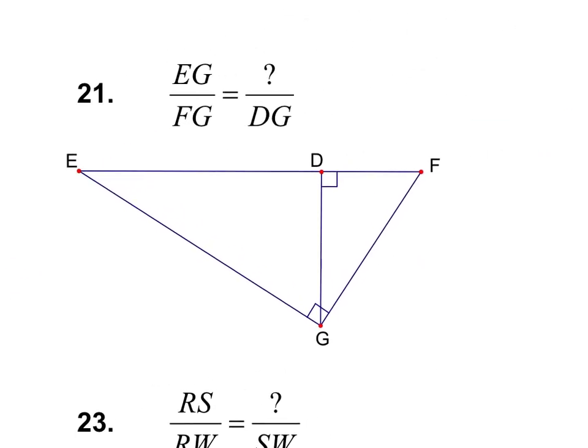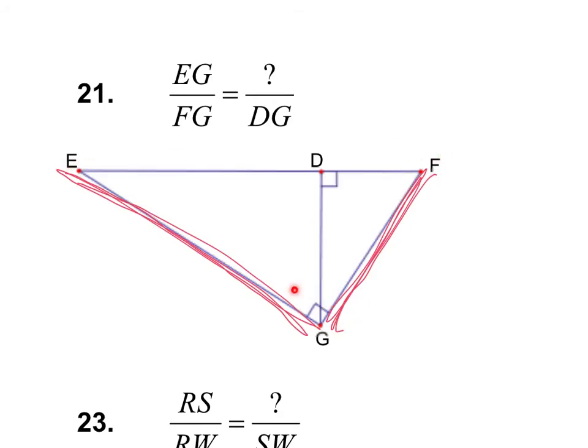All right, 21. What do we got? We got EG, that's right here, and FG, that's right here. So that means we're looking at the overall big triangle. And in EG and FG, EG would be the longer leg, FG would be the shorter leg. So we're doing long leg over short leg. And so I want to follow that same pattern with the other triangle. I don't know which one's going to be. Let's take a look. Blank over DG.